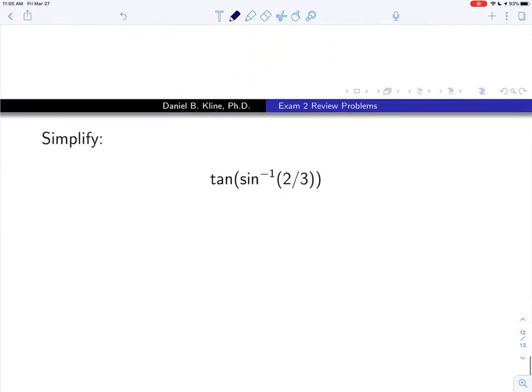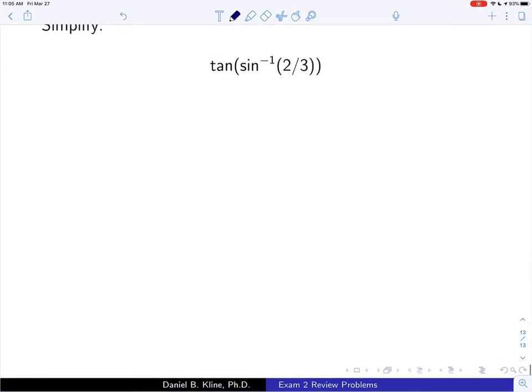All right, last problem. We're asked to simplify. These are classic. I'll just write it down how I like to think about it. So let's let theta be the inverse sine of 2/3. You can use any letter that you like. I like theta. We're going to rewrite this in terms of sine. So theta is inverse sine of 2/3 if and only if what?